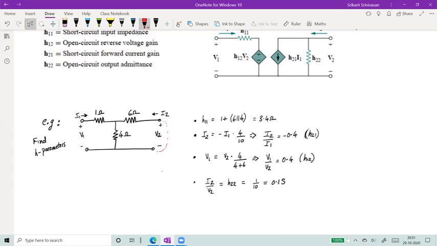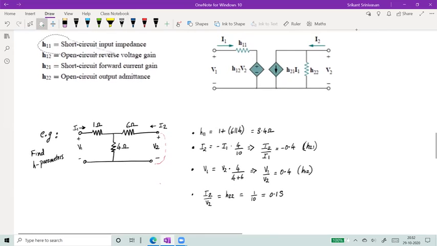Then essentially the 6 ohms and 4 ohms are in parallel and 1 ohm is in series with them. So V1 divided by I1 is going to be 1 plus 6 in parallel with 4. 6 in parallel with 4 is 6 times 4, which is 24, divided by 6 plus 4, which is 10, so 2.4, plus 1. I'm left with 3.4 ohms. So H11, the short circuit input impedance, is 3.4 ohms.